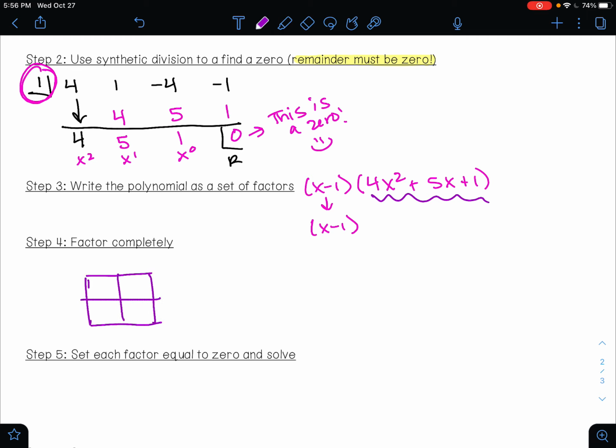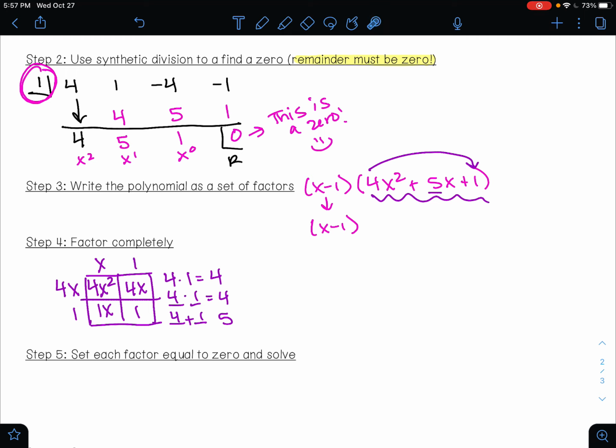First term goes in the first box, last term goes in the last box. You always want to multiply your first number by your last number. 4 times 1 is 4. So I'm looking for two numbers that multiply to 4 and that add to 5. That's going to be 4 and 1. Remember, order does not matter when you plug into the area model. The greatest common factor of my top row is 4x. The greatest common factor of my bottom row is 1. The greatest common factor of the left column is x. And the greatest common factor of the right column is 1.